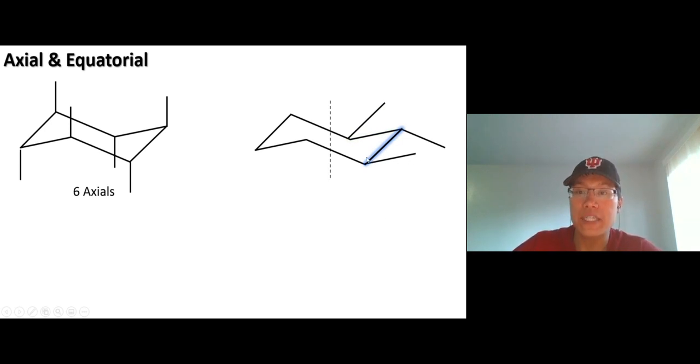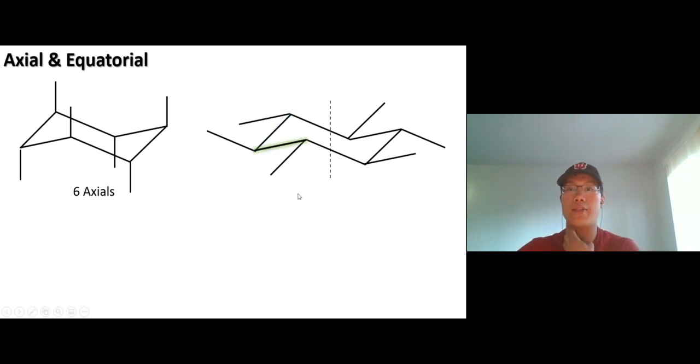Now we're gonna go to the left side. Start with this guy right here. This one points up, parallel with that. This one right here, parallel with that. And another equatorial on here, parallel with this, like that. That is equatorial. So there are 6 equatorials and 6 axials.